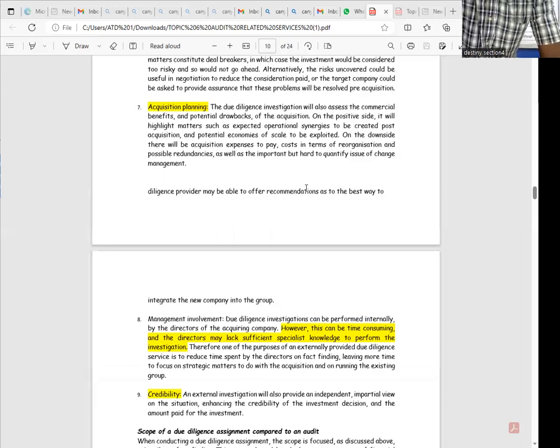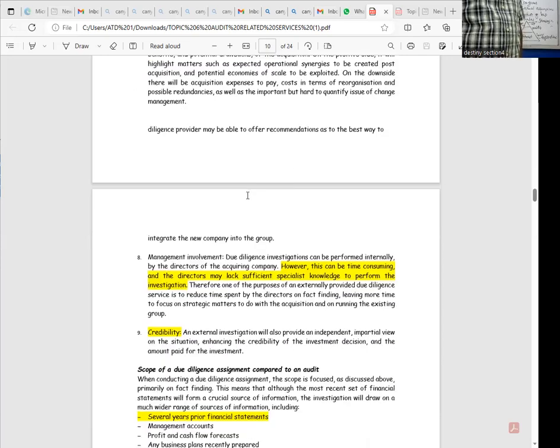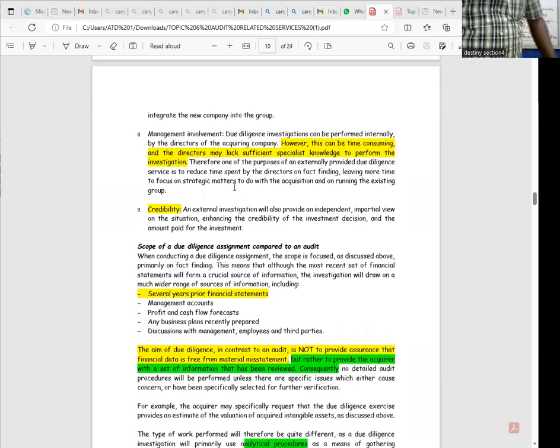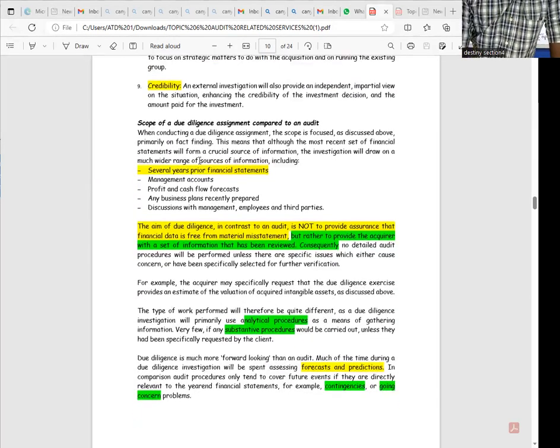On the downside, there will be acquisition expenses to pay, costs in terms of reorganization and possible redundancy, as well as the important but hard to quantify issue of change management. Diligence providers may be able to offer recommendations as to the best way to integrate the new company into the group. Then credibility. An external investigation also provides an independent, impartial view on the situation, enhancing the credibility of the investment decision and the amount paid for the investment.